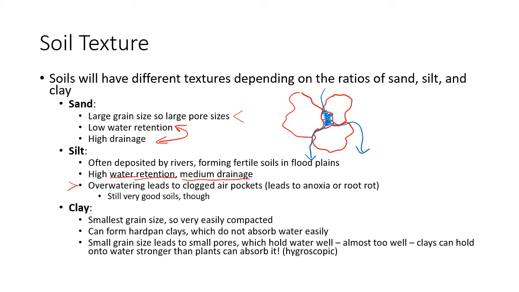Clays, those are our smallest grain size, or at least the smallest grain size that we'll talk about in this class. They can form hard pan clays, meaning it's just like a baked layer of clay. Think about a clay pot. Not much water is going to go through that, and it's not going to absorb water very easily.